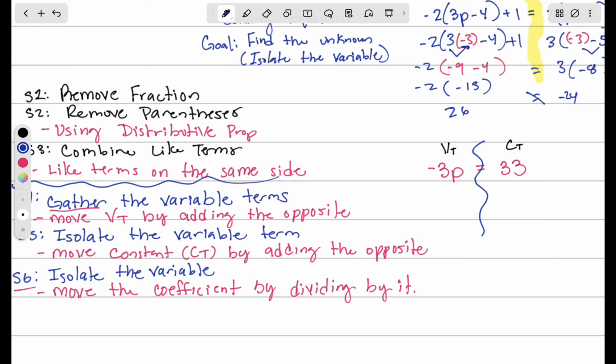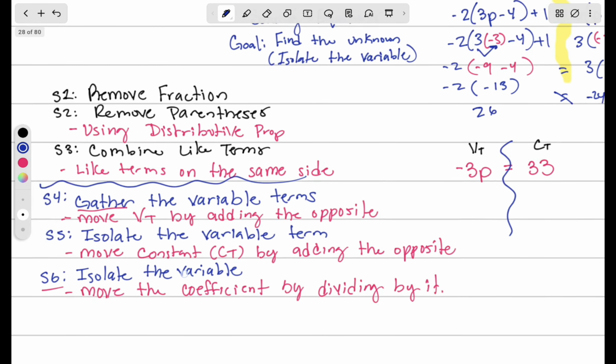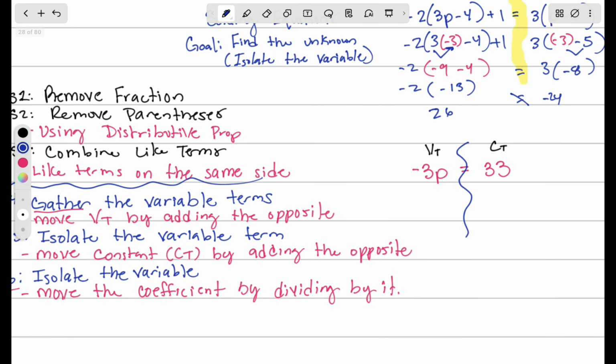So if we go through the rules, this is what it looks like. Starting at step 4, it says gather the variable terms. Look at this problem. Do you have VTs on opposite sides? The only way you can do rule 4 is if you had a VT on this side and a VT on this side. Then you don't, so you can't gather. So we don't worry about step 4. Step 5 says isolate the variable term. Get the variable term on the side by itself. Is the variable term already on the side by itself? So we can't do rule number 5.